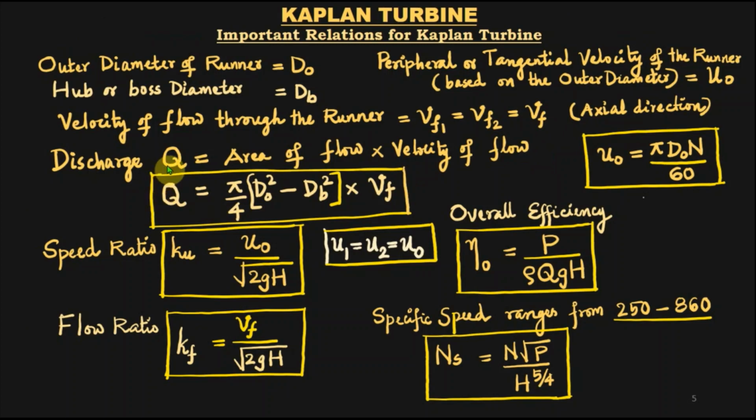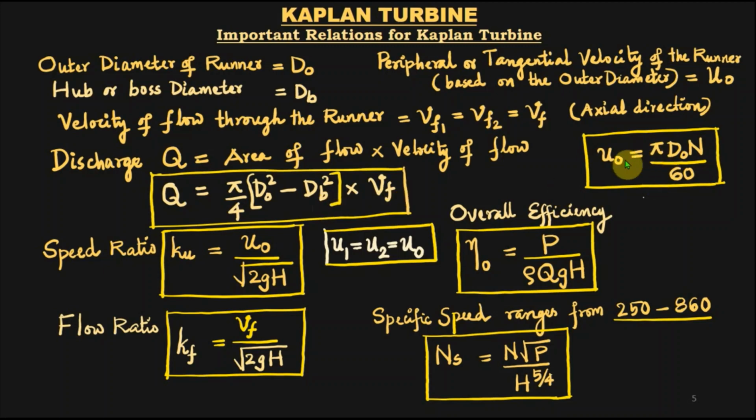Therefore, the discharge here in the case of Kaplan turbine or propeller turbine will be pi by 4 into, pi by 4 is common, that can be taken out, pi by 4 into d naught square minus d b square, that is the flow area, multiplied by the flow velocity V suffix f. Remember, d naught is the outer diameter of the runner and d b is the diameter of the hub or the boss of the runner.